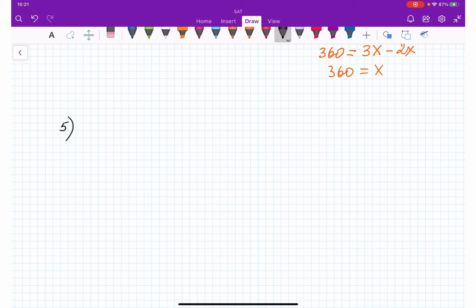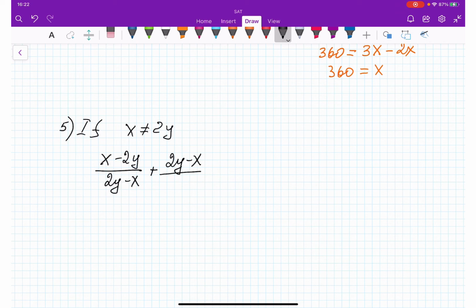So, here's the question. If 2x is actually 1x, if x is not equal to y, then how much will be (x minus 2y) over (2y minus x) plus (2y minus x) over (x minus 2y)? Okay.